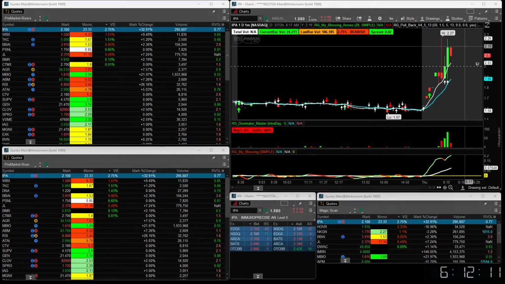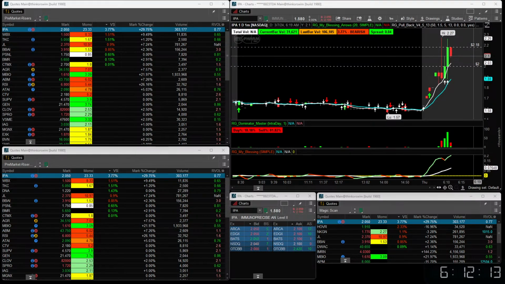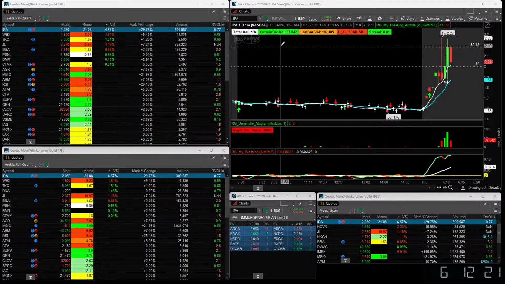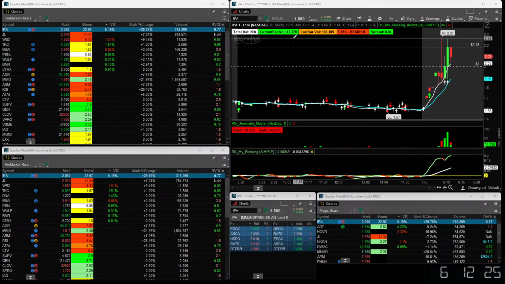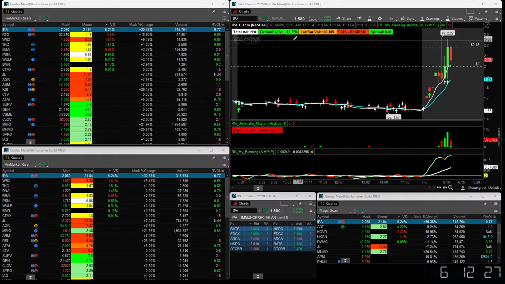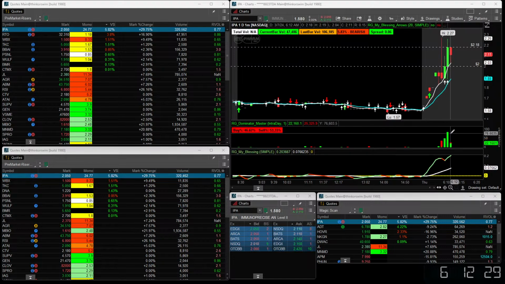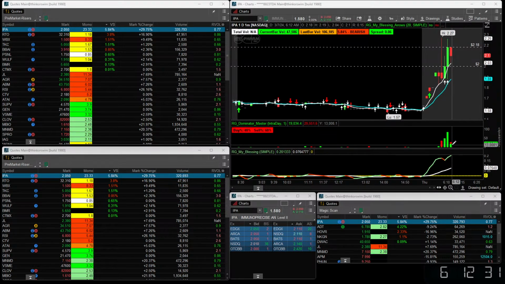Might attempt another pullback here. Let's see if it does. That would be resistance. Let's see if we pull back down to the $2 level. I'm watching the volume. It's dying off, so I don't think I would trust this one at all. You can see the shorter bars here in Dominator. That means volume is decreasing.